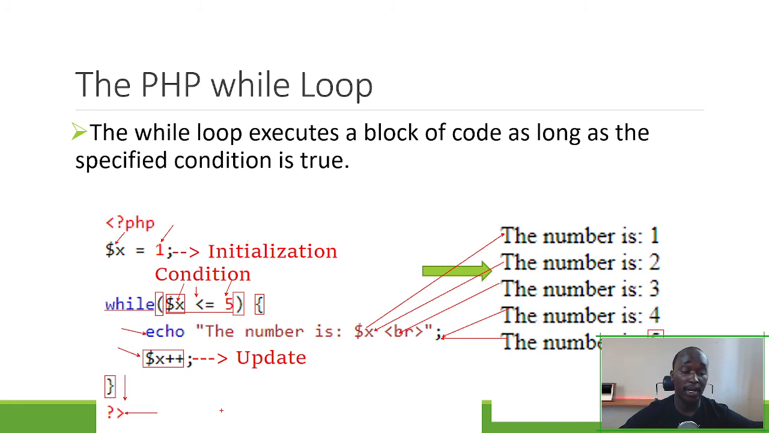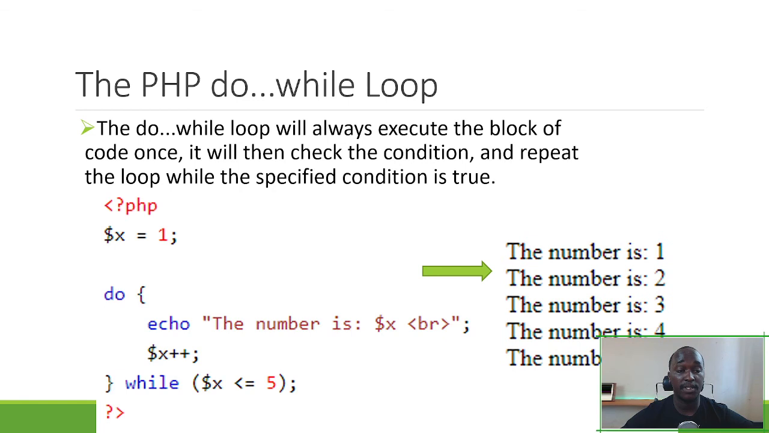So that's how the while loop is written, and that's how it's processed. Then you have do while. The only difference between do while and while is that with do while, there's a block of code that is going to be executed at least once before we check any condition.